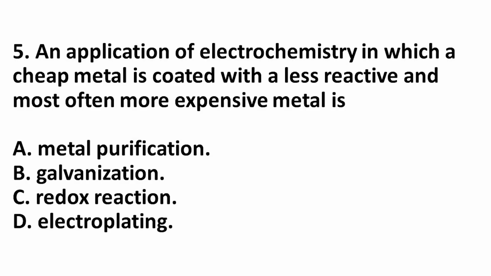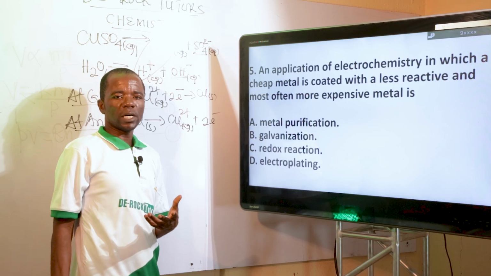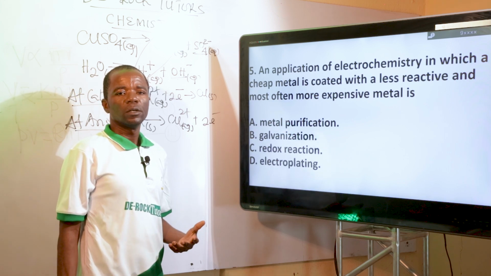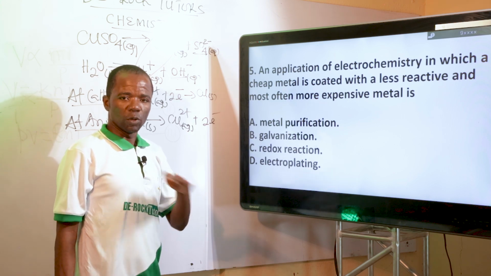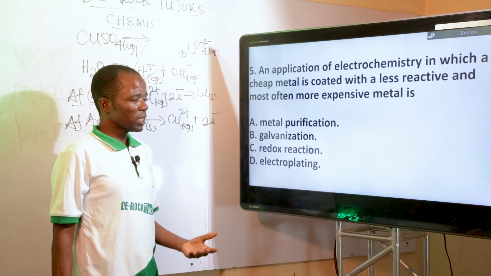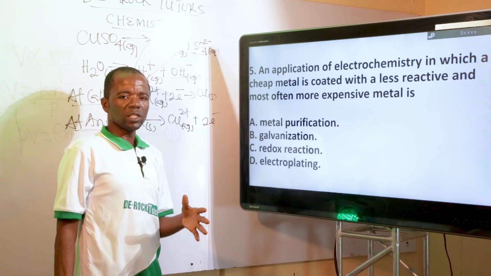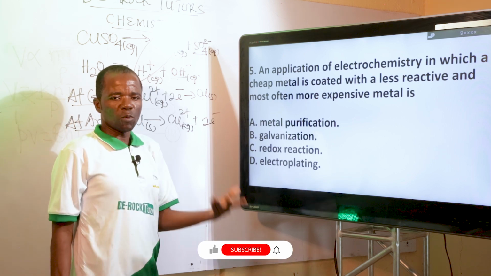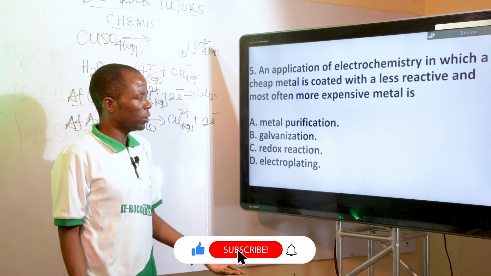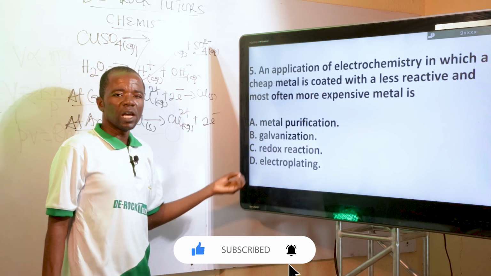The application of electrochemistry in which a sheet metal is coated with a less reactive and most often more expensive metal is electroplating. The spoon we are using at home is made of iron, which is a sheet metal, but it is coated most of the time with silver to protect it from corrosion. And that process of coating that particular metallic spoon with silver or with chromium or any other, even at times some cutlery are coated with gold and so on and so forth, is a process called electroplating.